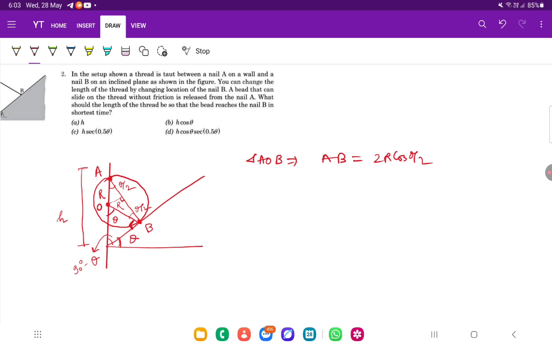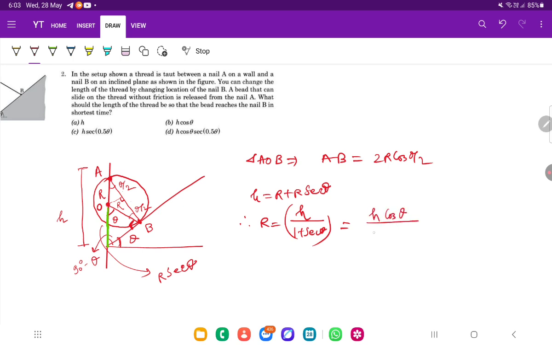now we have to find the value of R. So from this triangle we can write this length, marking this with green color, that this length will be R sec theta, if I am not wrong, right? Yes, it is R sec theta, and OA is already R, so I can relate this with H, that H is R plus R sec theta. So R is H upon 1 plus sec theta, or I can write this as H cos theta upon 1 plus cos theta.